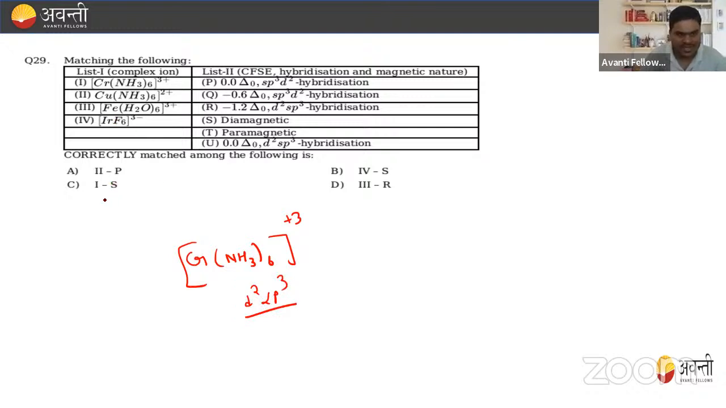So the first is matched to S. So what is S here? S is diamagnetic. Is this diamagnetic or not? Yes, since this is a strong ligand, it is supposed to be diamagnetic in nature, right? So this is correct.